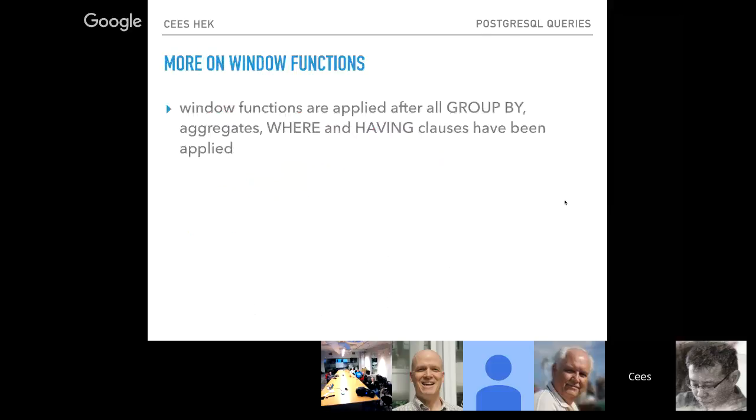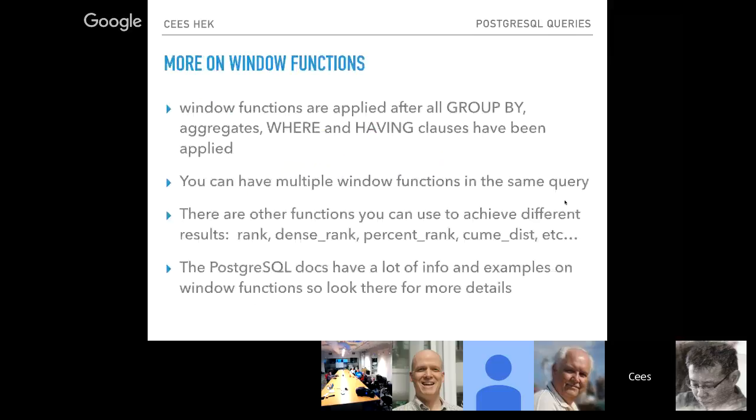So yeah, the Postgres docs actually have a lot of info and examples on how to do window functions. So if you're interested in more info, I highly recommend you have a look at the docs.